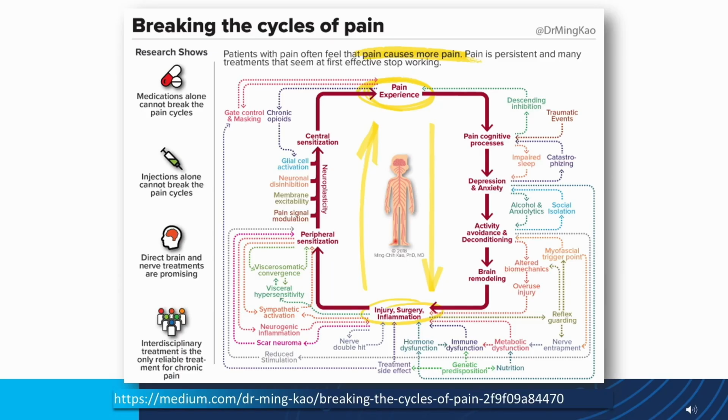I don't want to spend too much time on this slide, except I want to use this slide to show you how complex pain can be. You've got the pain experience, which is different for every single person. At the bottom of the pain experience, you've got that injury, surgery, inflammation, so the trigger for nociception, as we've mentioned. So you've got nociception, you've got the pain. And then so many factors around it.